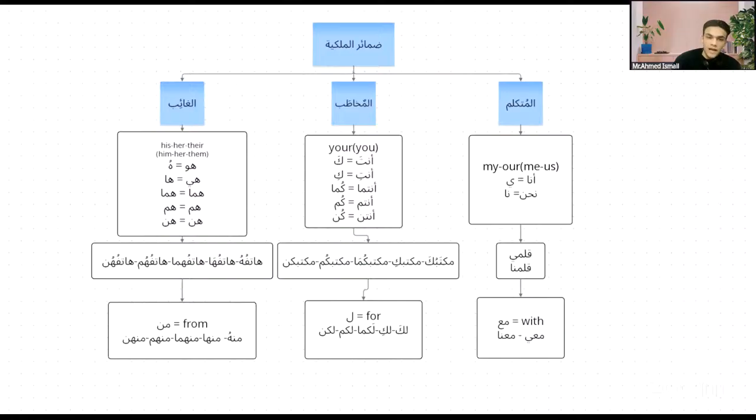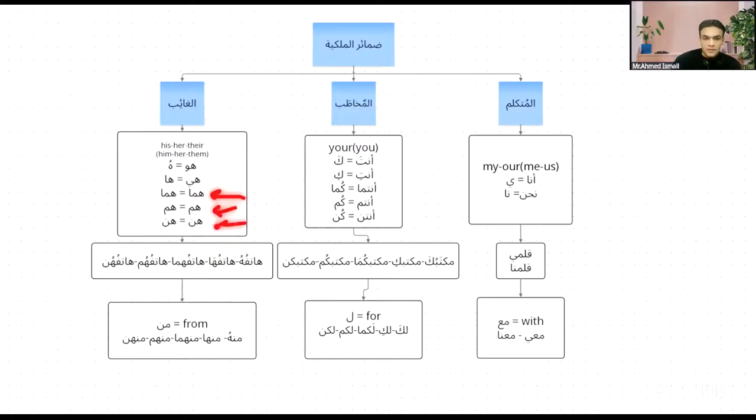And next we have huma. And by the way, this is so easy because you just need to add the same thing in the end. So huma means they, and huma means their, and huma means them also. Can you imagine that? So huma, her, and hum and hunna.